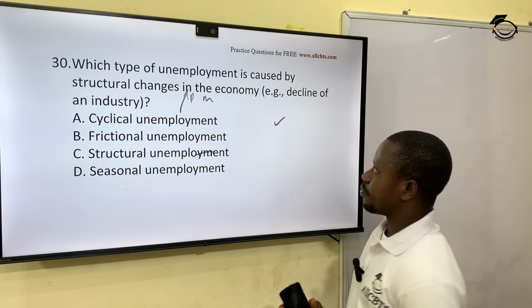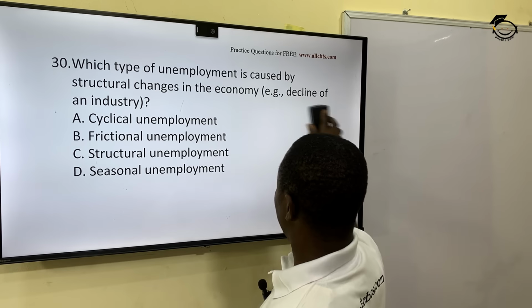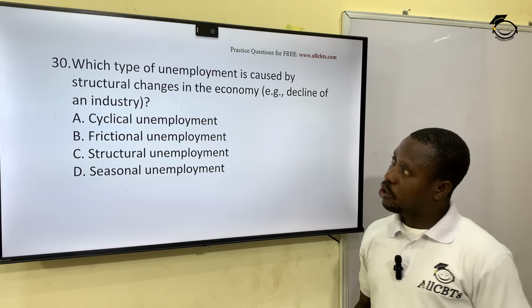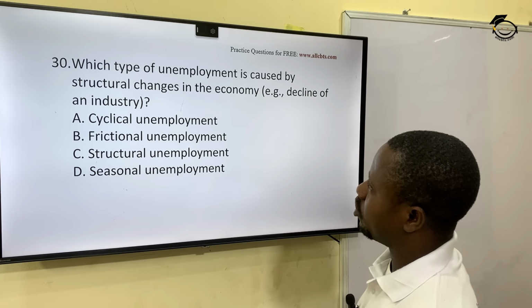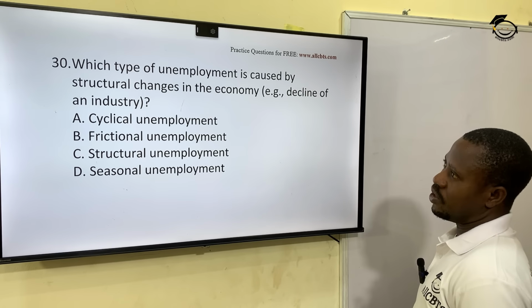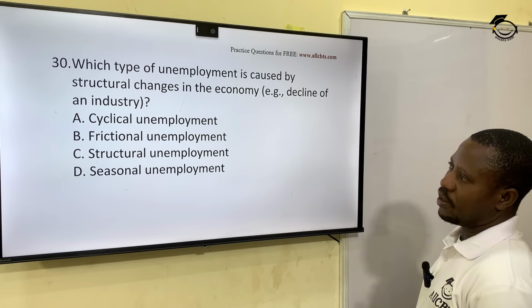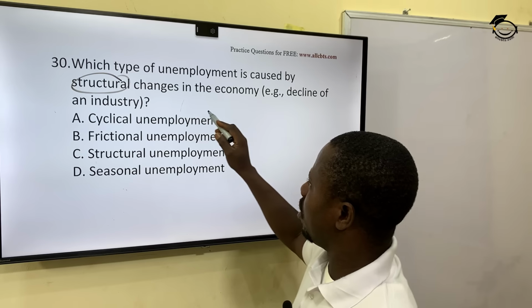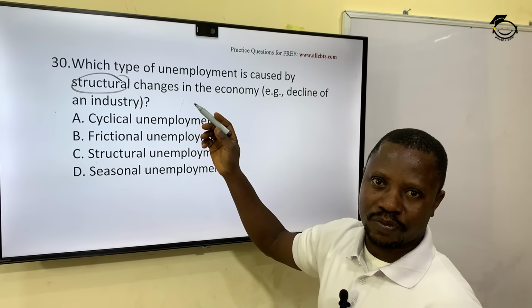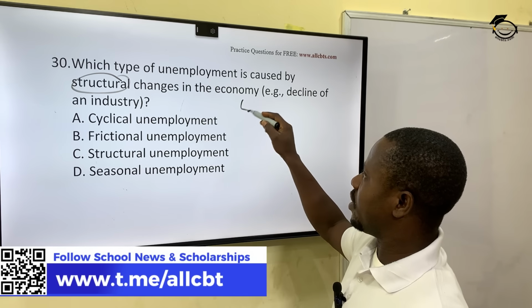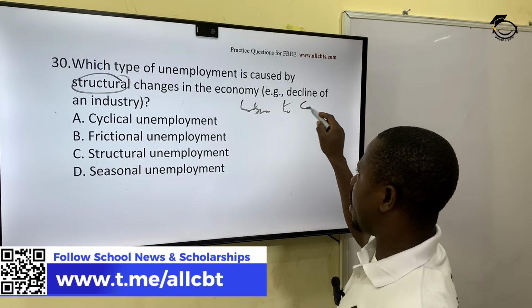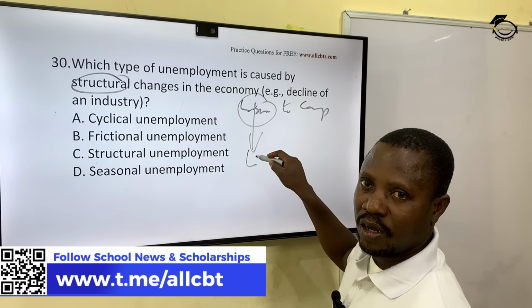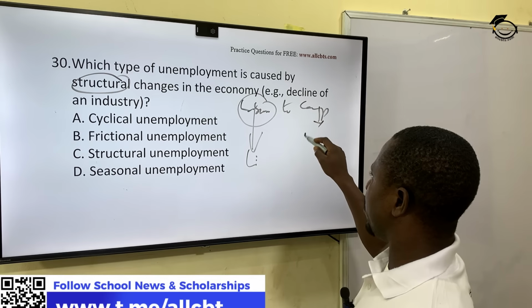Option B. This is likely going to be our last question for this session. Which type of unemployment is caused by structural changes in the economy, e.g., decline of an industry? Now, structure is talking about when there's a change, particularly in method of production, maybe from labor intensive to capital intensive. Labor intensive is when you are using manpower, laborers, to work for production. Capital intensive is when you engage machineries.